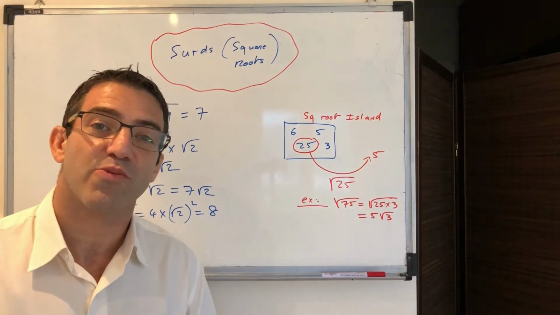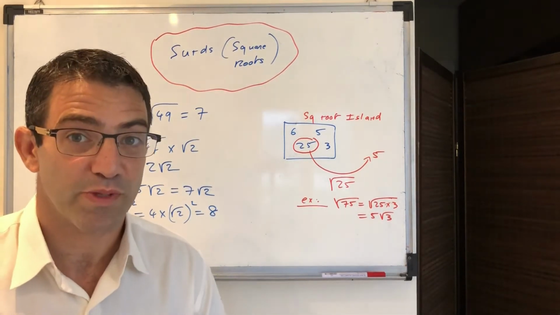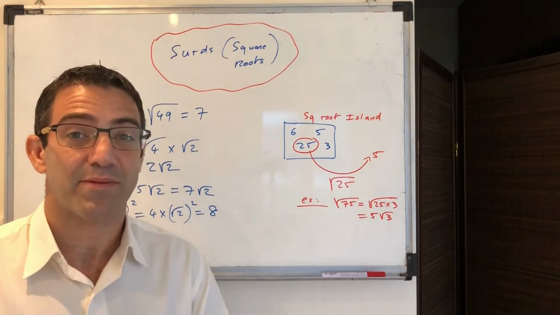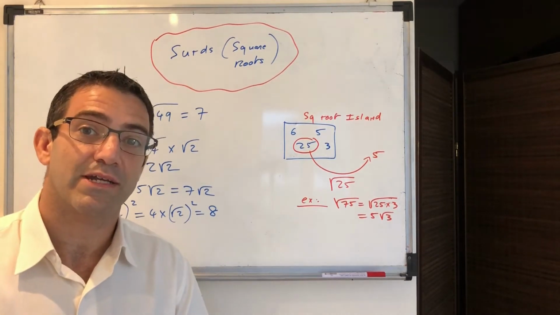Square root is just a way of finding the number which, if you squared it, would be the number you have now. So for example, 7 squared is 7 times 7, which is 49. And so the square root of 49 is 7.